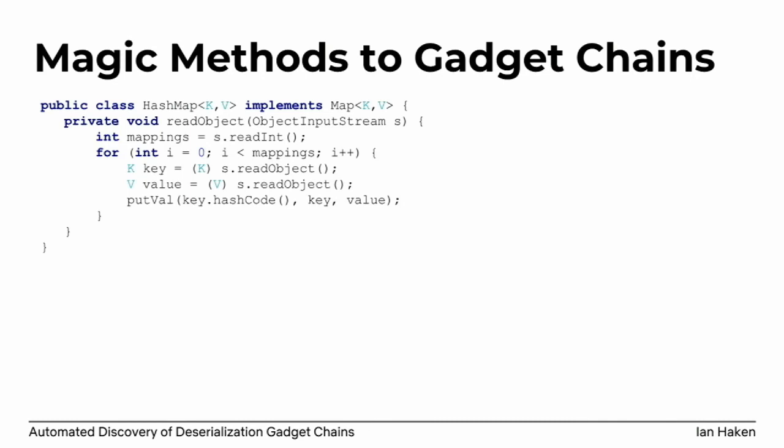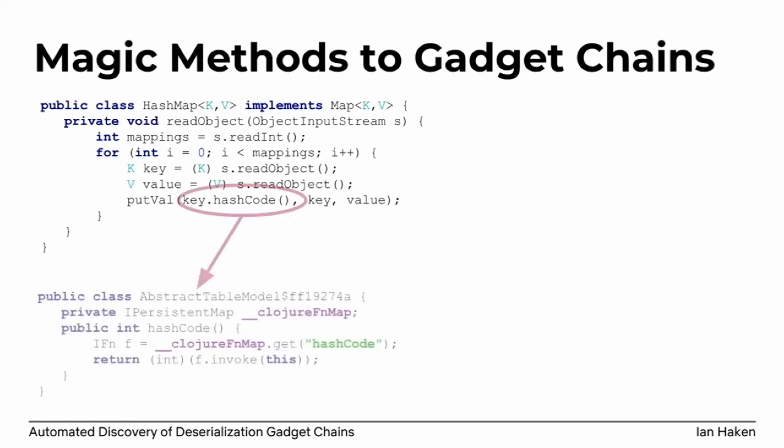So here's an example of how magic methods get you to gadget chains. This is a really simplified version of what readObject looks like in a hash map. And the main thing to notice is that it reads keys and values out of that ObjectInputStream and calls hashCode on the key.